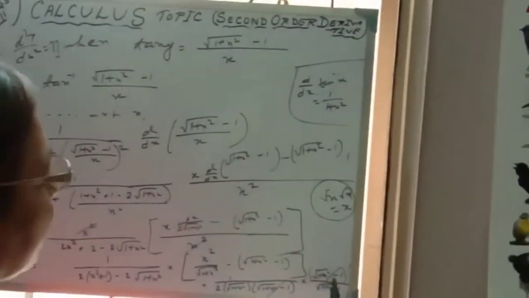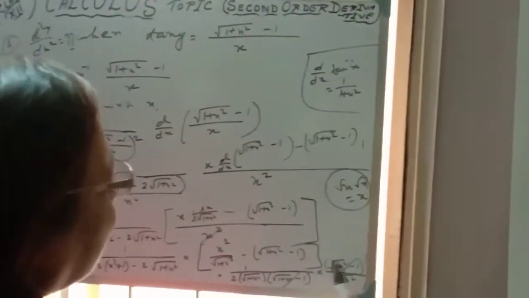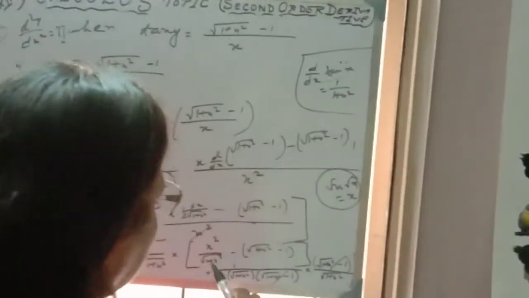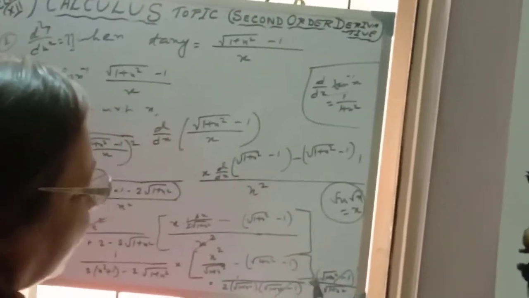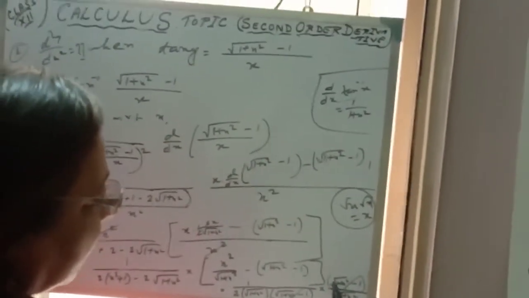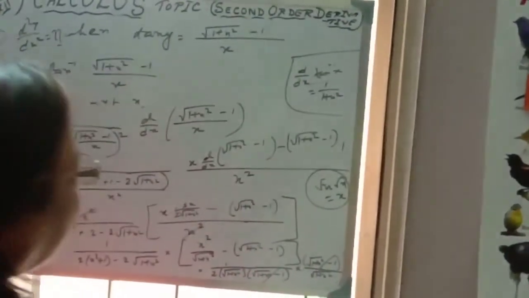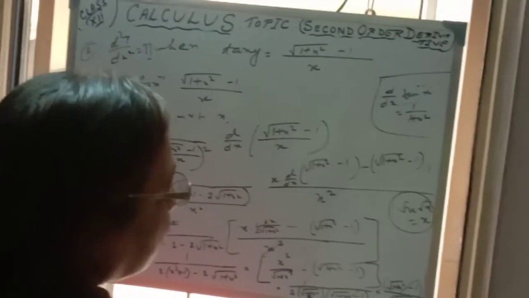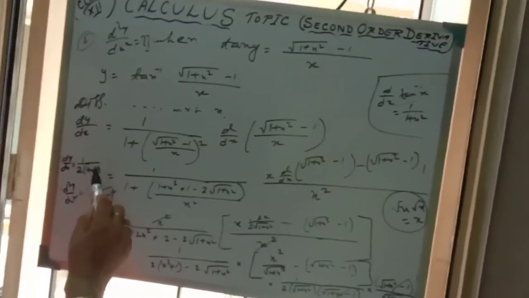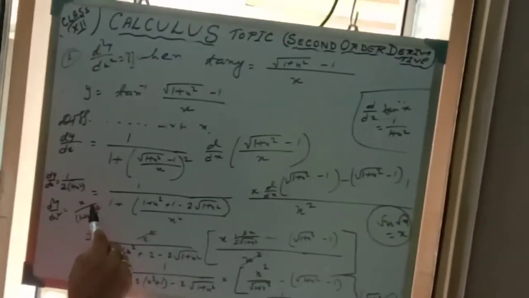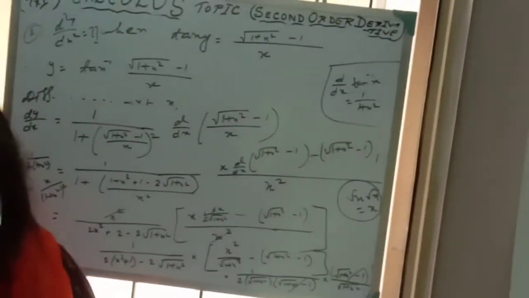Understood? Into square root of, just do this LCM part, what we will get? The numerator part will get square root of 1 plus x square minus 1. The denominator part is 1 plus x square. Now square root of 1 plus x square minus 1 in the denominator, square root of 1 plus x square minus 1 in the numerator, these two equal terms will be cancelled. Then what we will get? 1 by 2 into square root of 1 plus x square into square root of 1 plus x square. Same term under root, so it will be only 1 by 2 into 1 plus x square. Okay, so d2y/dx2 will be minus x by 1 plus x square whole to the power 2, whole square.